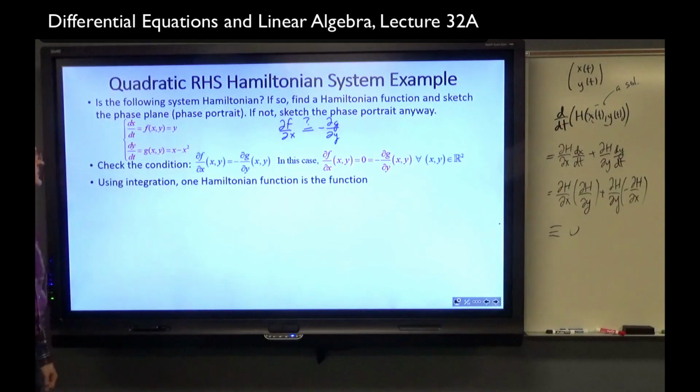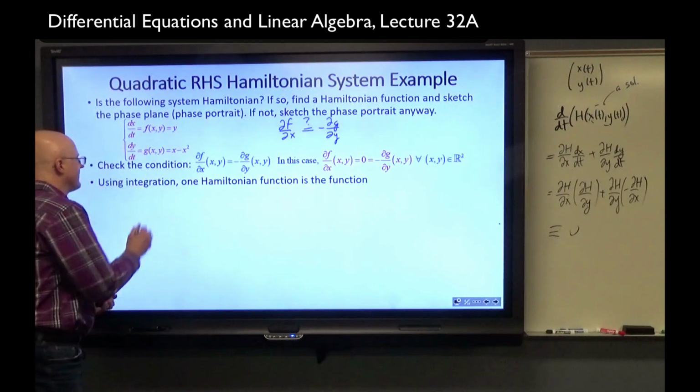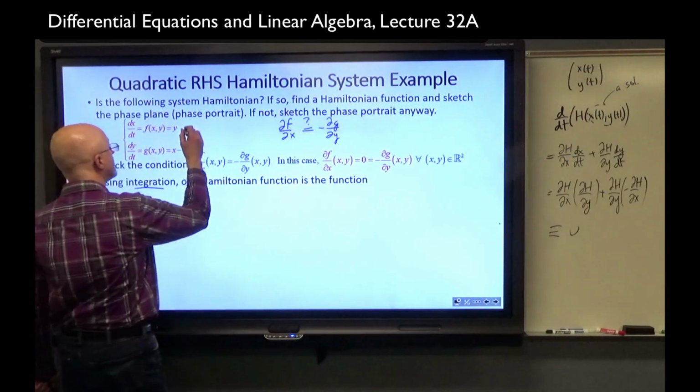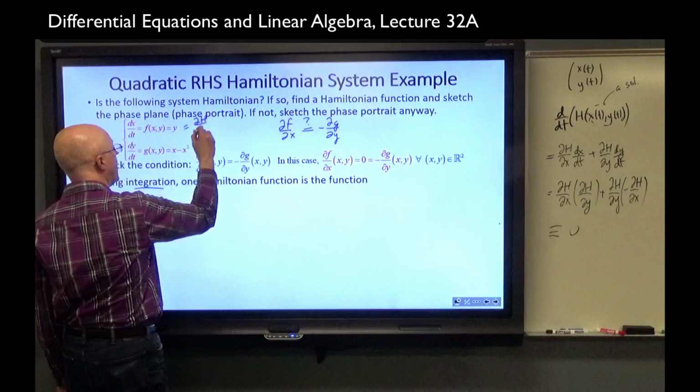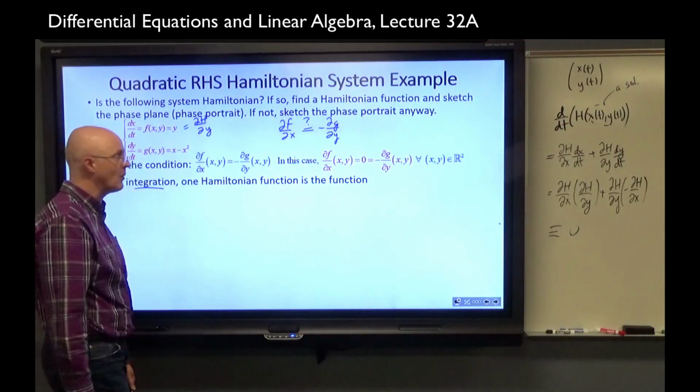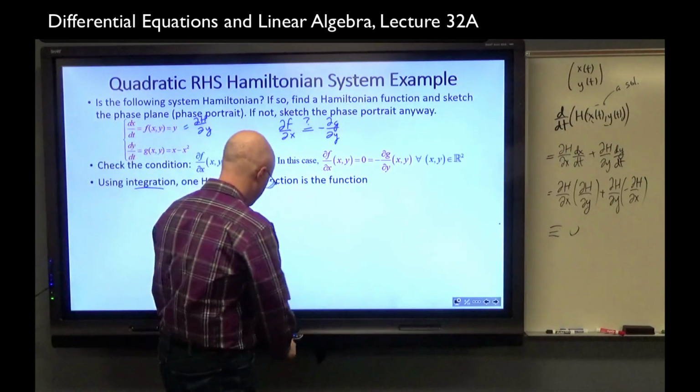How do you find the Hamiltonian function? Integrate. Right? This is supposed to be the partial of h with respect to y. So integrate that with respect to y. What would we get?